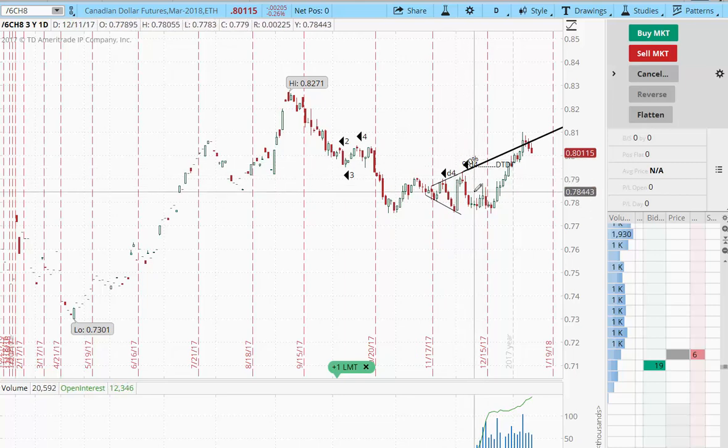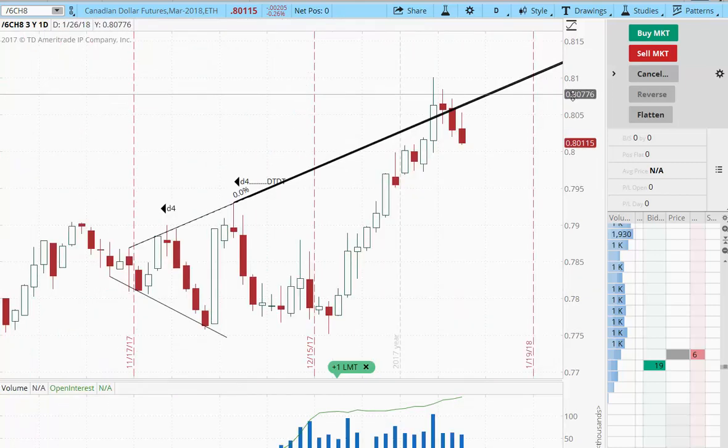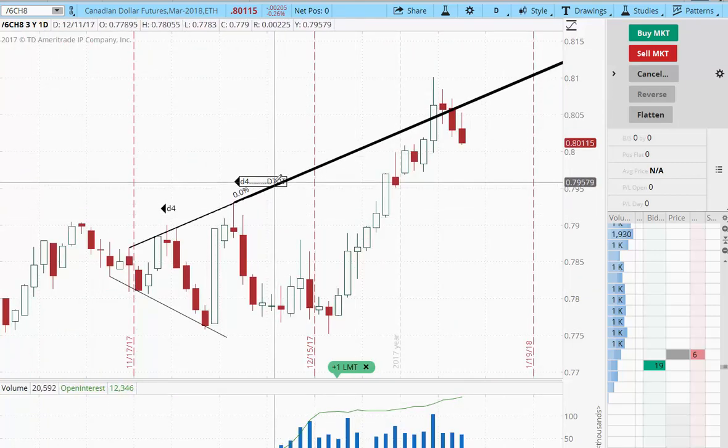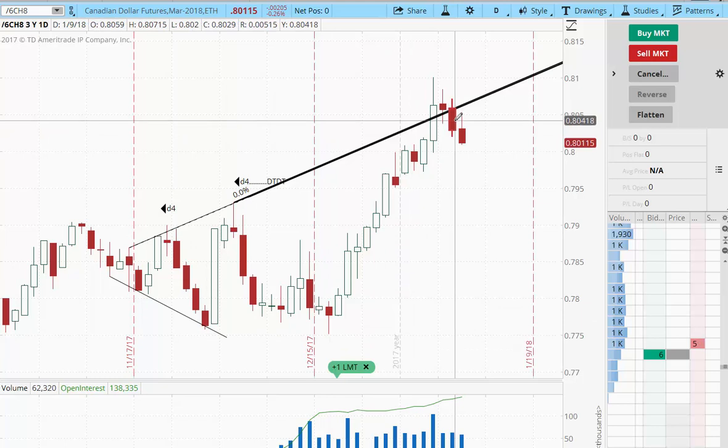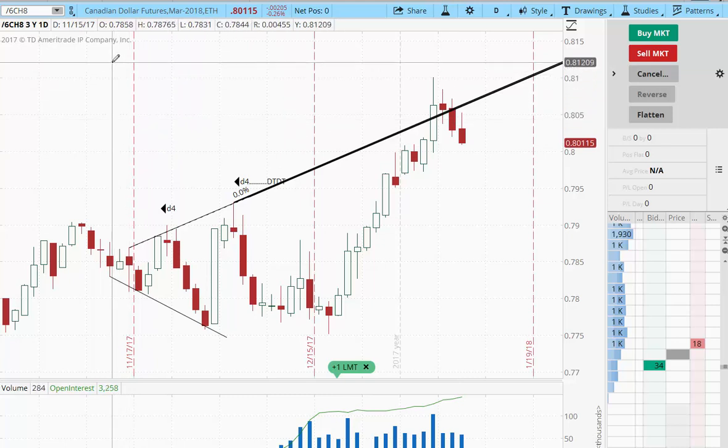Okay, let's see if we can make this look a little prettier. Here we go. DT, this one here made a new low. Okay, and then up she went. Okay, and of course I'm not in this trade anymore.